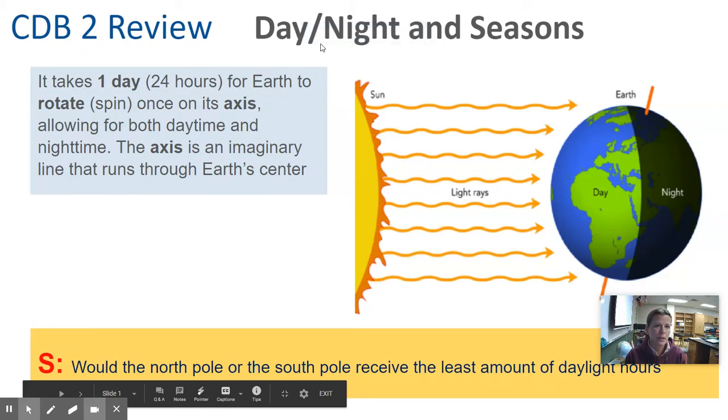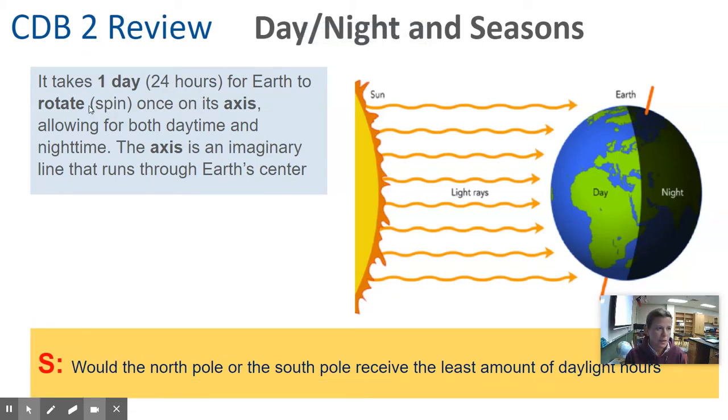CDB2 review, day, night, and seasons. It takes 1 day, 24 hours, for Earth to rotate, spin once on its axis, allowing for both daytime and nighttime. The axis is an imaginary line that runs through Earth's center.